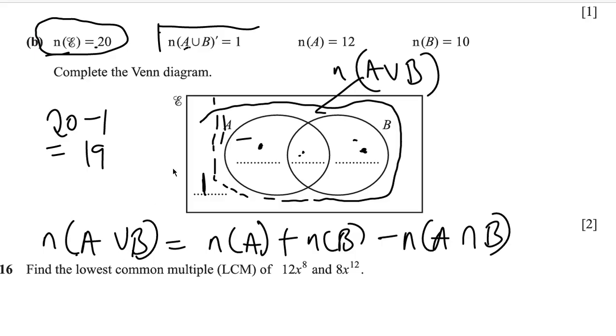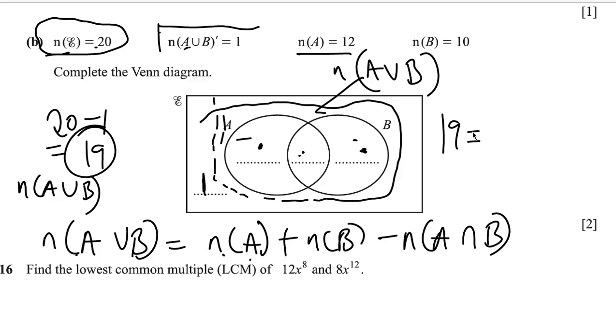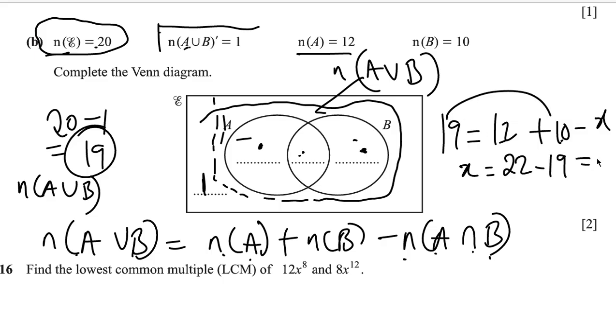So N of A union B, which we've calculated to be 19, remember when it was calculated? So over here, 19 is going to be equal to N of A, which is given to us in the question as 12, and N of B, which is given to us as 10, and then minus N of A intersect B. So let's call that X. So X is going to be 12 plus 10 is 22, and then 22 minus 19 is 3. So that is the value of N of A intersect B, and that's what we're going to place over here.